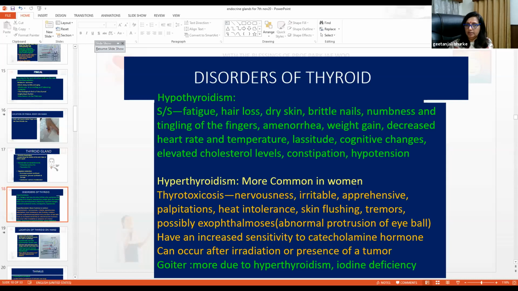Hyperthyroidism is more common in women. And this is thyrotoxicosis, which happens because of hypothyroidism or vice versa. And the third thing is goiter. Now that we have all this iodine salt, we have started forgetting about goiter, but it is iodine deficiency, and it also happens because of hyperthyroidism.